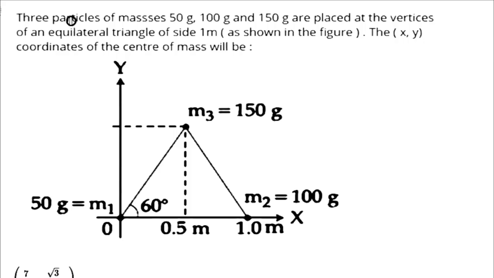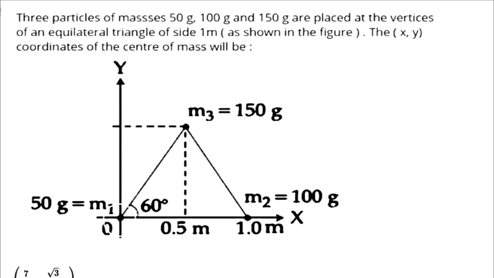Hello everyone. Three particles of masses 50 gram, 100 gram and 150 gram are placed at the vertices of an equilateral triangle of side 1 meter. You have to find out the x and y coordinate of the center of mass.